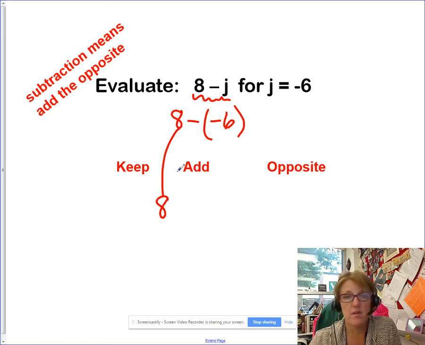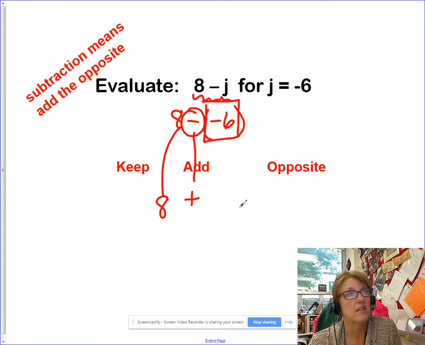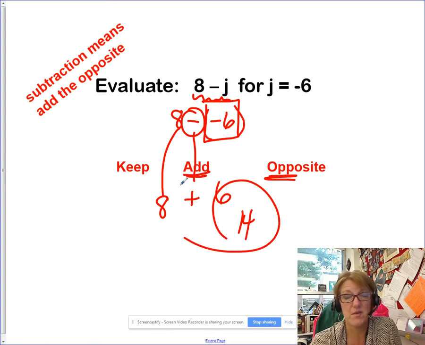You're going to keep that first number as is. Change subtract to add, and then take the second number and use the opposite. Subtraction means add the opposite. This is really just 8 plus 6, which is +14.